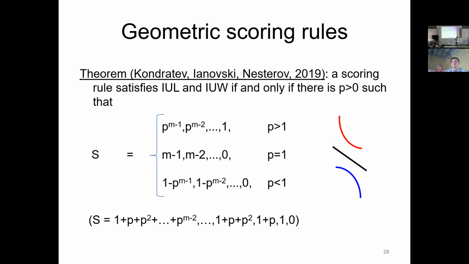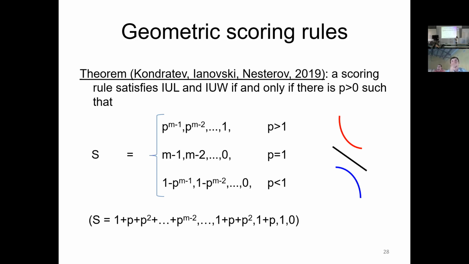With some algebra, we can show that these scores are equivalent to the scores p to the power of m minus i for the ith position if p is larger than 1. If p is equal to 1, then it is just 1 plus 1 plus 1 plus 1, so it's just the Borda scores. And if p is smaller than 1, we get these scores, 1 minus p to the power of m minus i.